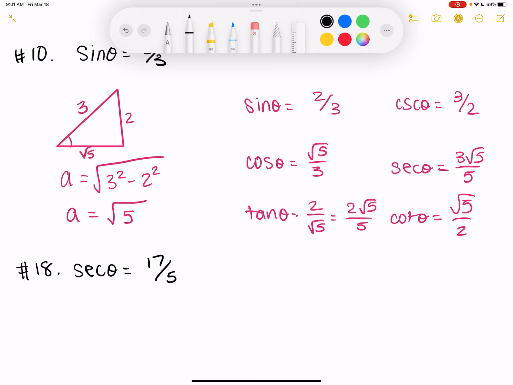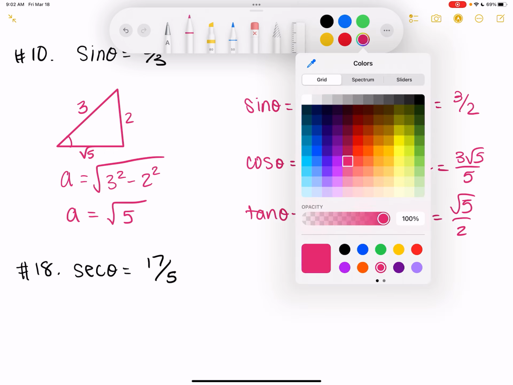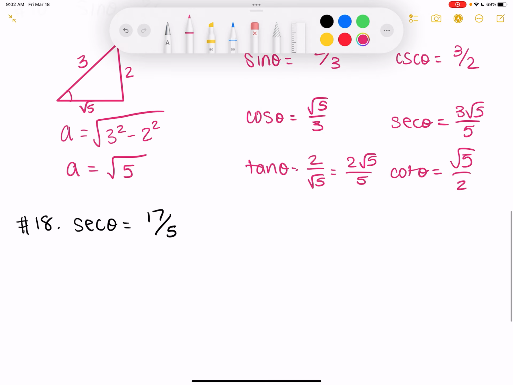Already did it. Alright, secant of theta is 17 over 5. So that means that the sine, well, we don't have to flip it. I mean, I might. Let's draw this. Okay, triangle. So the hypotenuse is 17 and the adjacent is 5.